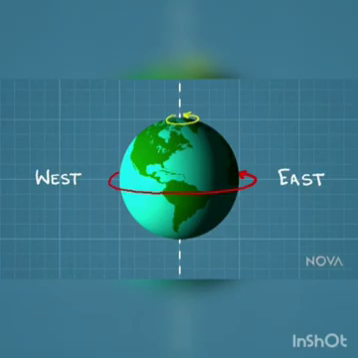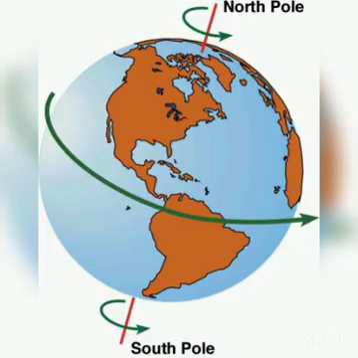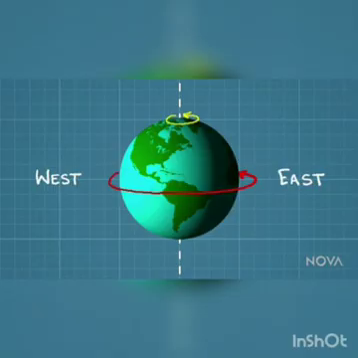An axis is an imaginary line that runs from the North Pole to the South Pole. You can see in the image also the white line that starts from the North Pole and comes to the South Pole. It's an imaginary line. To understand an axis, I'll give you the example of a merry-go-round.